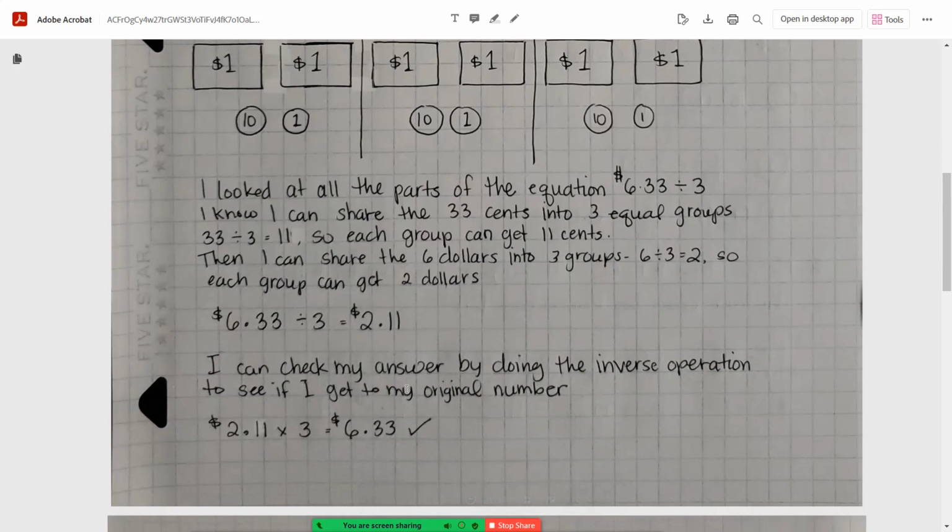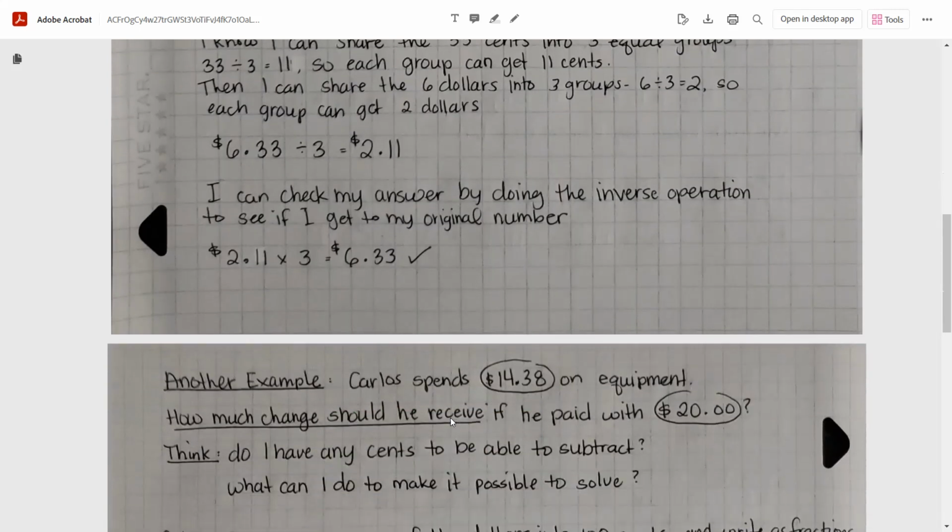So $2.11 times 3. So 2 times 3 is 6. 11 times 3 is 33. I was able to get back to my $6.33. So I know that my answer is correct. I was able to find the correct answer and check it by using the inverse operation.